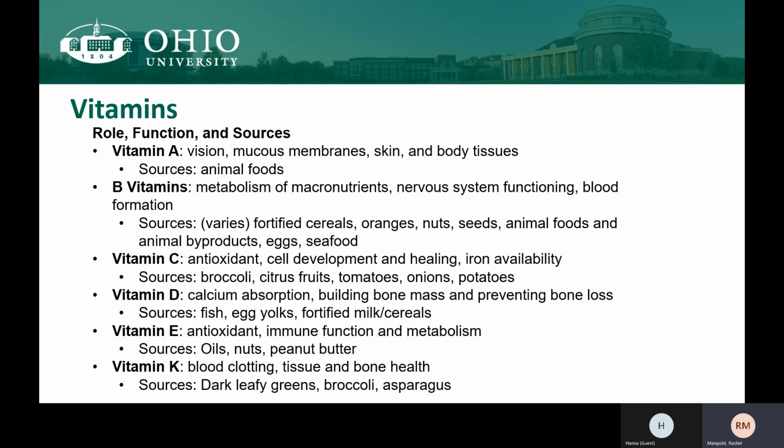And then vitamin K, this is going to be really important for blood clotting, tissue, and bone health. So a lot of times you'll sometimes see vitamin D and vitamin K combined in a vitamin supplement. And some sources of this are going to be dark leafy greens like kale, and then other things like broccoli and asparagus.